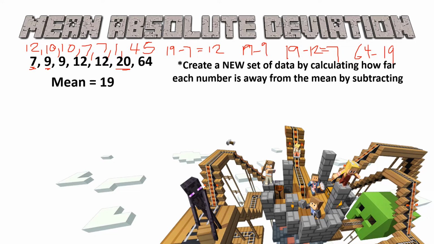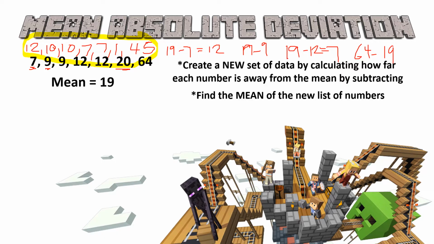Now, the next step is to find the mean of that new set of numbers. So we're looking now at this set of numbers we just created that I'm circling here, 12, 10, 10, 7, 7, 1, and 45. You're now going to find the mean of that set of data.